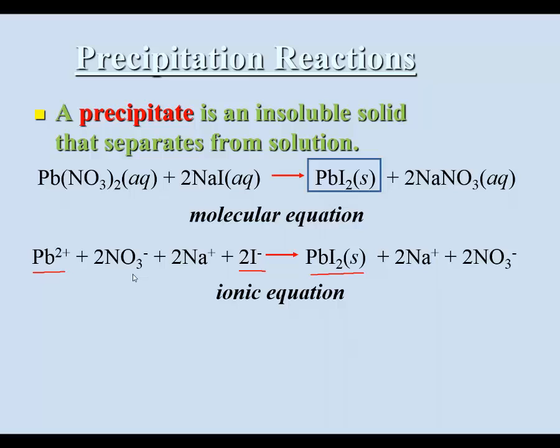And what I want to do next is write what's called a net ionic equation. To write the net ionic equation, I will remove the spectator ions.